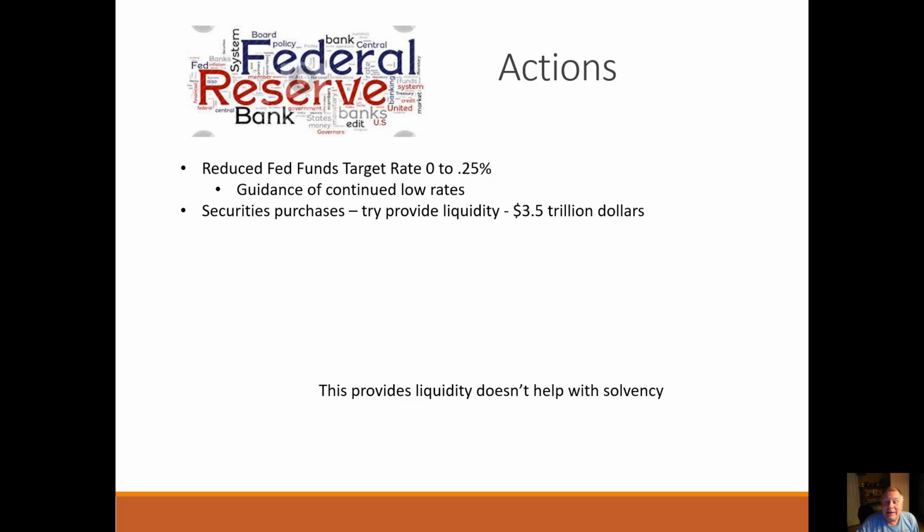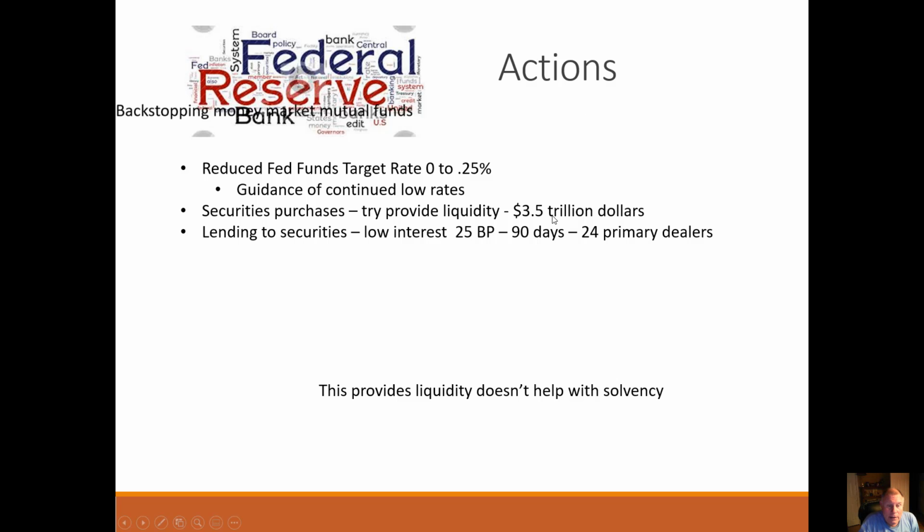They're trying to provide liquidity. They've already put in $3.5 trillion to keep liquidity, keep things moving. They're lending to securities dealers, low rates to 24 what we call primary dealers. These are the dealers that create the market for Treasury debt. They're lending and doing low rates.